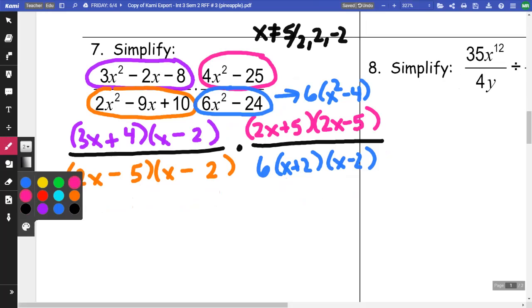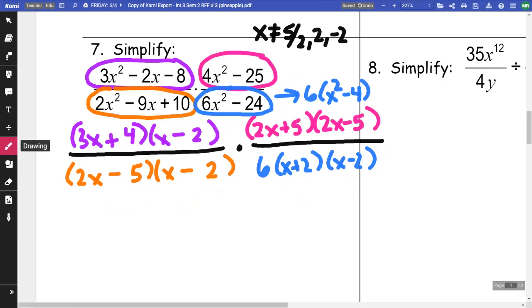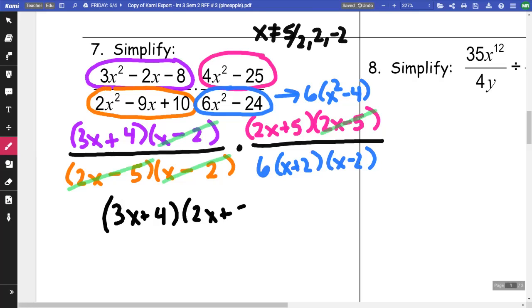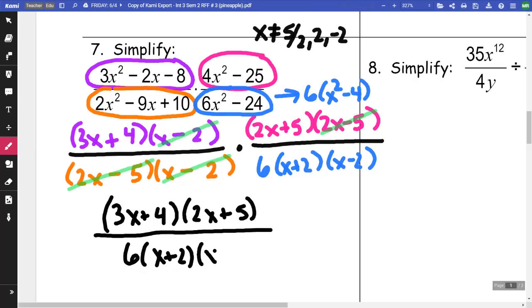And then looking at this, I have some things I can cancel. Here, this x minus 2 and this x minus 2. Over here, I have a 2x minus 5 and a 2x minus 5. And that looks like that's it. So my final answer is going to be 3x plus 4 times 2x plus 5 over 6 times x plus 2 times x minus 2. And that's your answer.